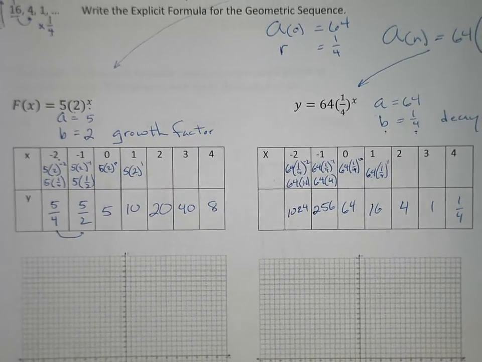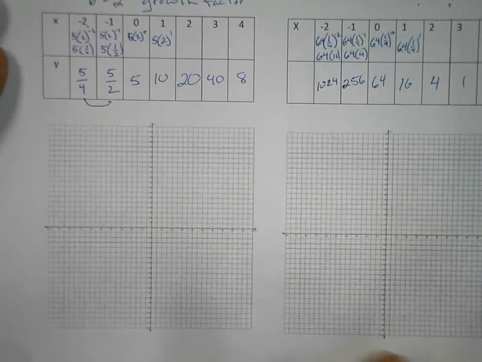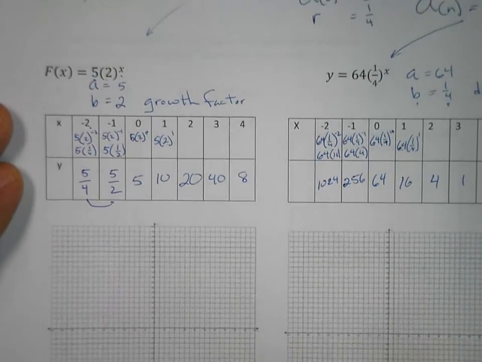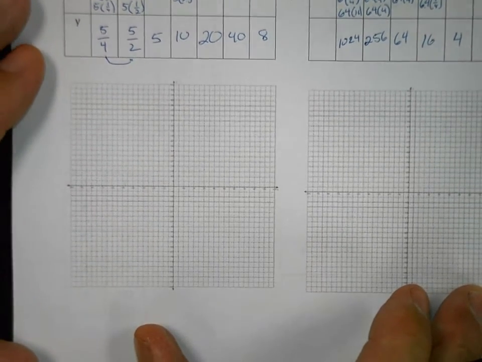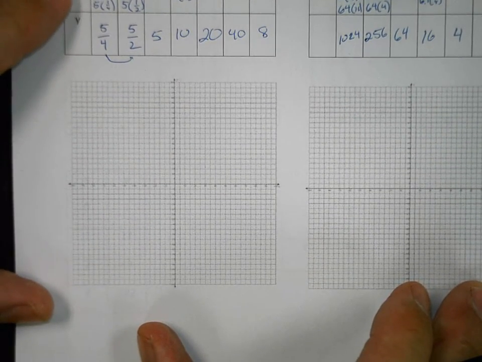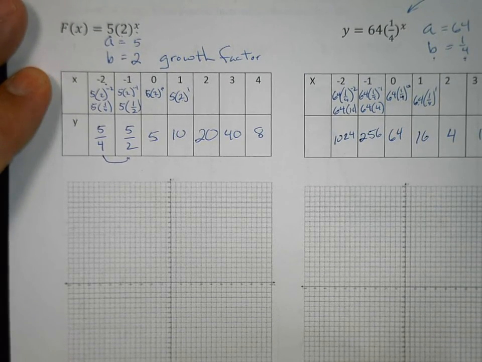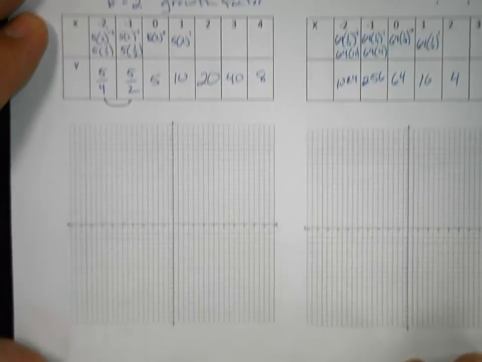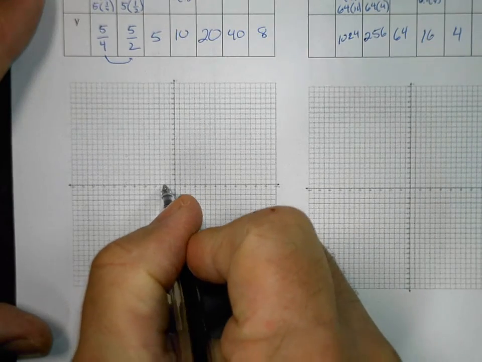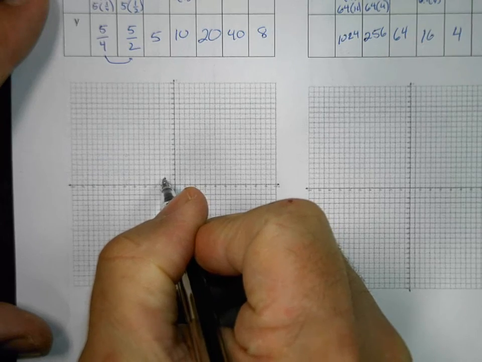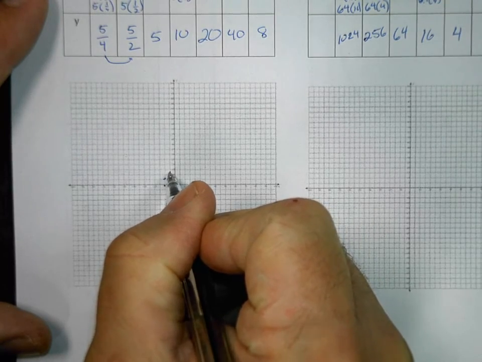Okay, now that we have both of these tables filled out, let's go ahead and graph it. So over here, back to this first one we were working on here, let's take a look here. When I graph it, I know you can't see the table anymore, but hopefully you have yours filled out already. If not, you can stop the video and go ahead and fill that out. But if we go at -2 right here, we're at 5/4, which is right about there. At -1, we're at 5/2, which is basically 2.5.